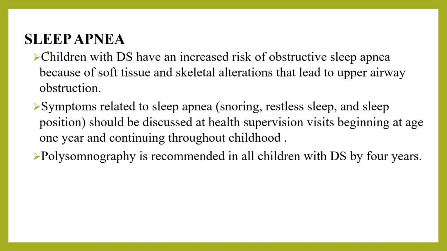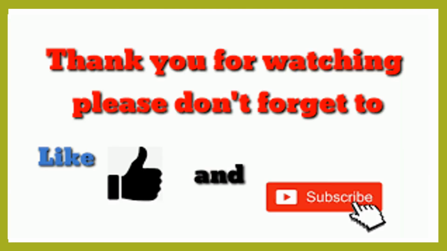The other disorder is sleep apnea. Children with Down syndrome have an increased risk of obstructive sleep apnea because of soft tissue and skeletal alterations that lead to upper airway obstruction. Symptoms related to sleep apnea, such as snoring, restless sleep, and sleep position, should be discussed at health supervision visits beginning at the age of 1 year and continuing throughout childhood. Polysomnography is recommended in all children with Down syndrome by 4 years of age.